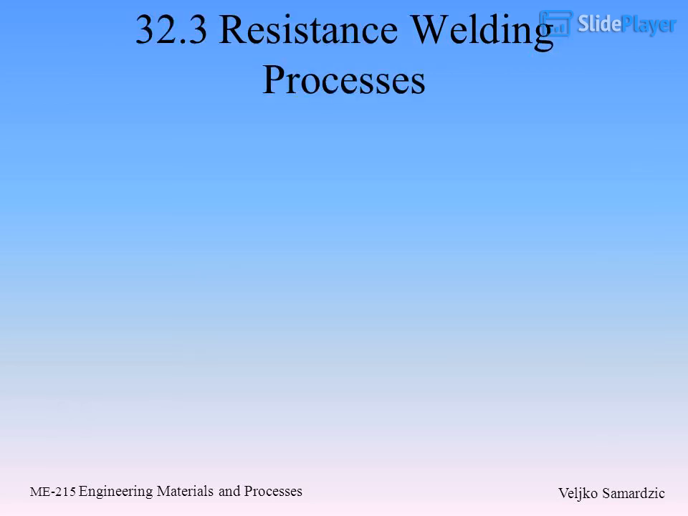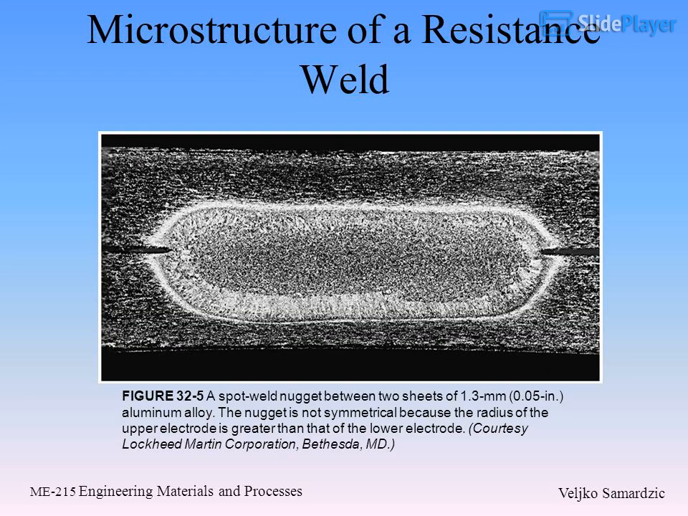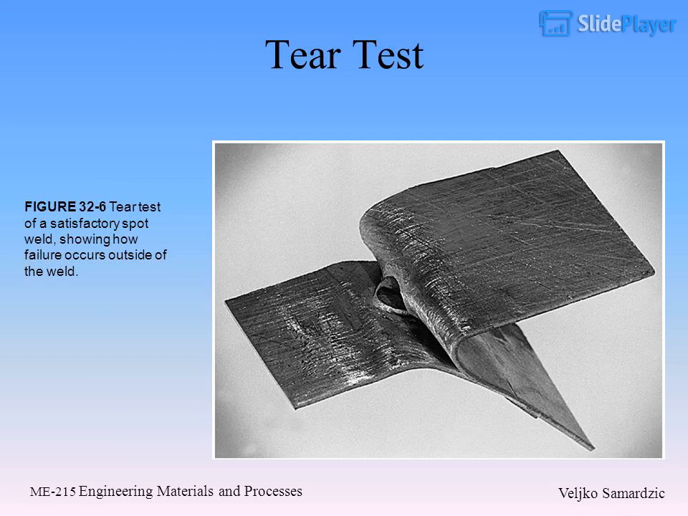Spot welding. 32.3 Resistance welding processes. Microstructure of a resistance weld. Figure 32.5: A spot weld nugget between two sheets of 1.3 mm (0.05 inch) aluminum alloy. The nugget is not symmetrical because the radius of the upper electrode is greater than that of the lower electrode. Courtesy Lockheed Martin Corporation, Bethesda, MD. Tear test. Figure 32.6: Tear test of a satisfactory spot weld, showing how failure occurs outside of the weld.